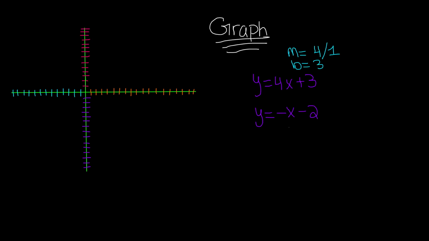For the second one, we have m is equal to negative 1 over 1, because if it's just negative x, that means it's going to be negative 1, and then over 1 because it has to be rise over run. And then b is negative 2.